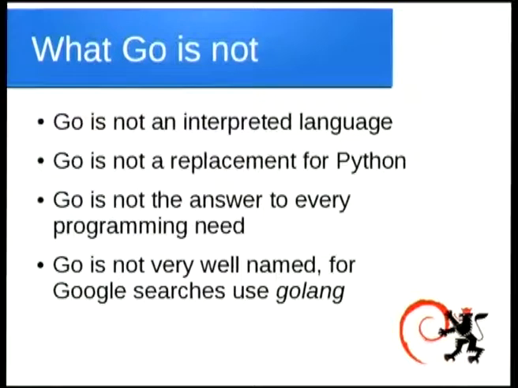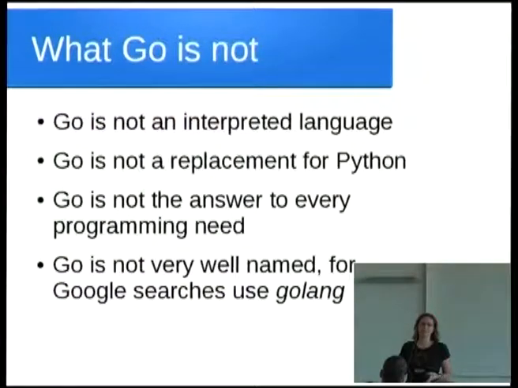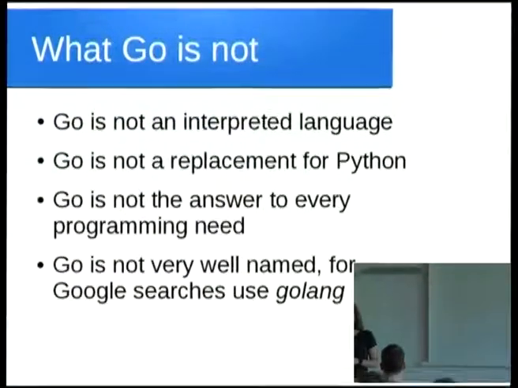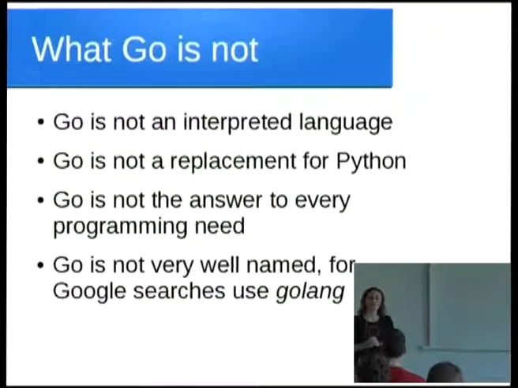So what Go is not. Go is not an interpreted language, it's compiled. It's not a replacement for Python. I come from Python, and I have this feeling that before I used to do everything with Python, and it's not like you will do everything with Go. There are certain things that are better suited to do with Go, and there are certain things that are better suited to do with a scripting language, an interpreted language that is faster. When you need to just do a quick prototype, you do not want to use the whole thing just for a quick prototype. It's not the answer to every programming need, and it's not very well named.